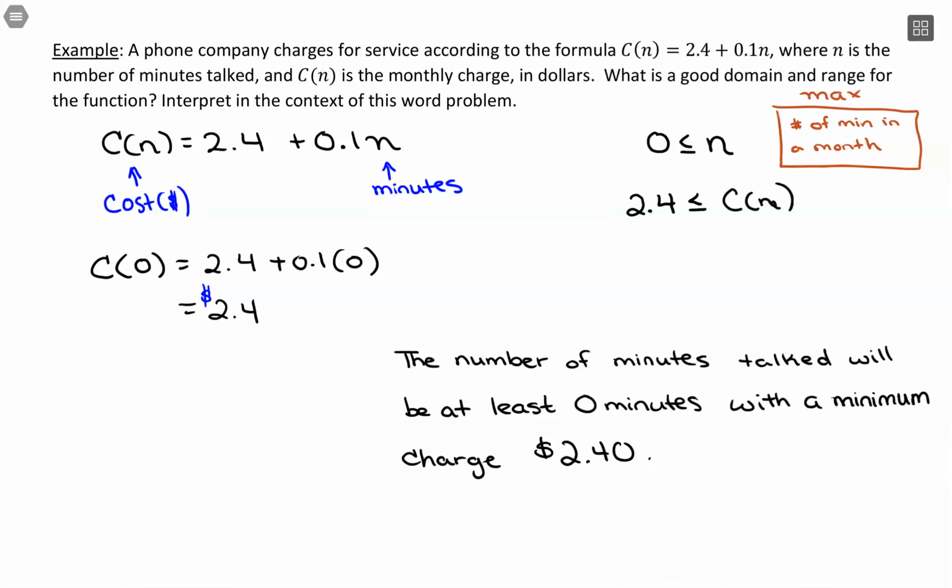Yeah, what we could do is find that maximum number of minutes in a month and then find that maximum cost. I believe I did a calculation on the side, and it's something like $4,322 charge for talking every single minute in a month. But that's just so extreme, and it's not a likely scenario. So we can just deal with this idea of minimum values for our input and output.